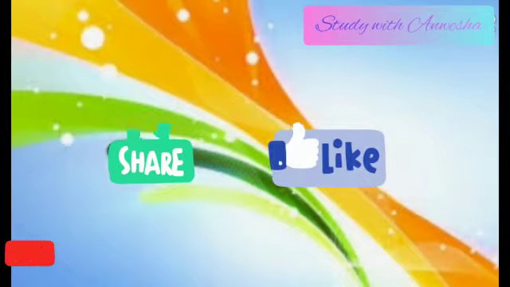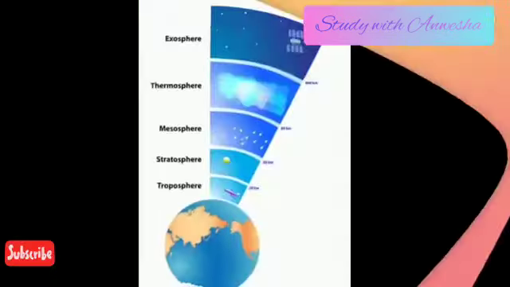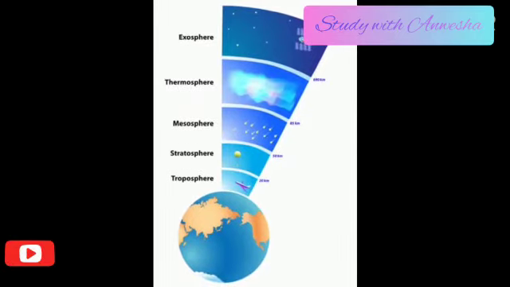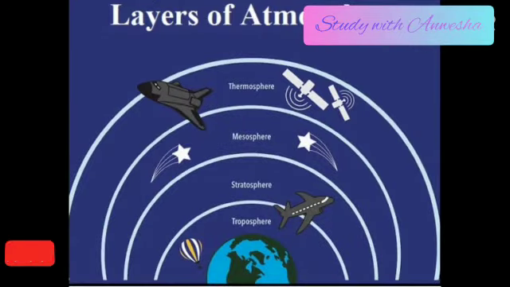In this chapter we will learn about the composition and the properties of air, and the layers of the atmosphere. The earth is surrounded by a thick envelope of air called atmosphere. In order to study the atmosphere, scientists have divided it into 5 layers.